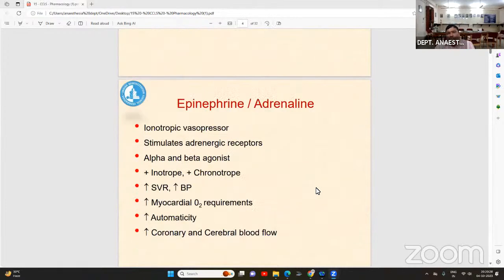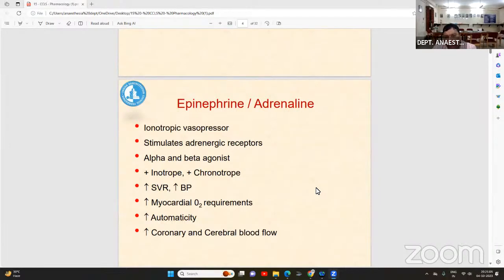The first and foremost drug is epinephrine, or adrenaline. This is one of the basic drugs for cardiac arrest scenarios. It is an inotrope and vasopressor. This is the first line drug for any pulseless electrical activity, any cardiac arrest, and if there is no pulse, it is the first drug to be used. It stimulates the adrenergic receptors. It acts on both alpha and beta receptors, so let's say it is an alpha and beta agonist. It has two actions: one is inotropic and the second is chronotropic. So it can increase the contractility as well as the heart rate.